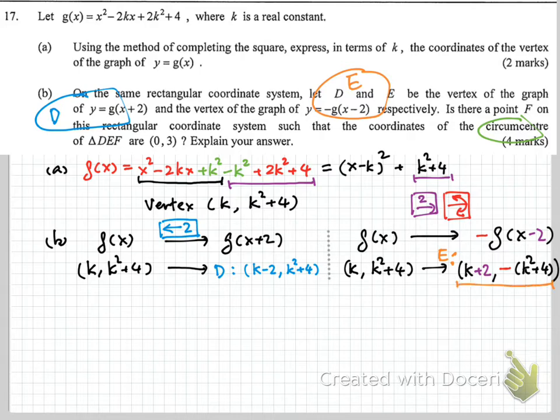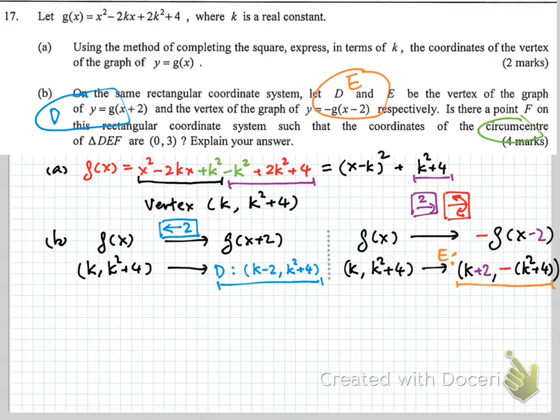So this is the first challenge: how to overcome the transformation. Where is the position of point D and point E? Point D will be g of x plus 2. To obtain point D, we move everything to the left-hand side by 2 units. Point E is minus g of x minus 2. That is moving to the right-hand side by 2 units, and then we do an up-down flip. So that is the first challenge on the transformation.